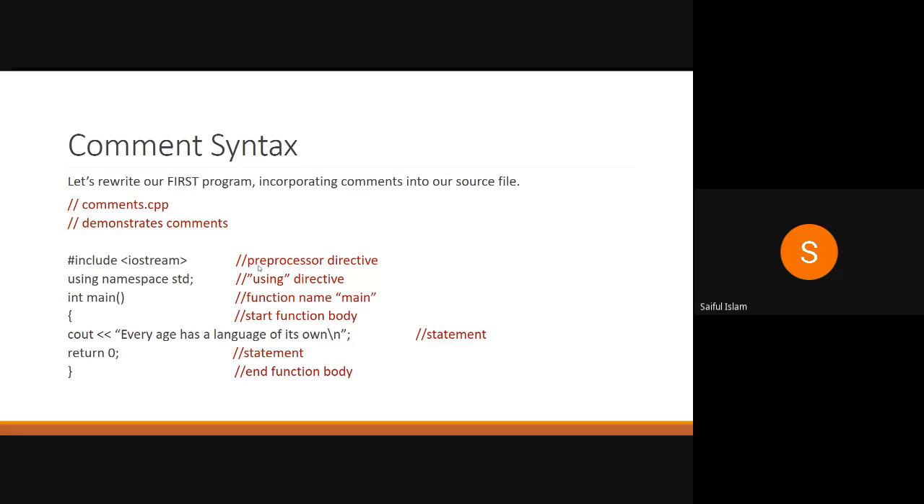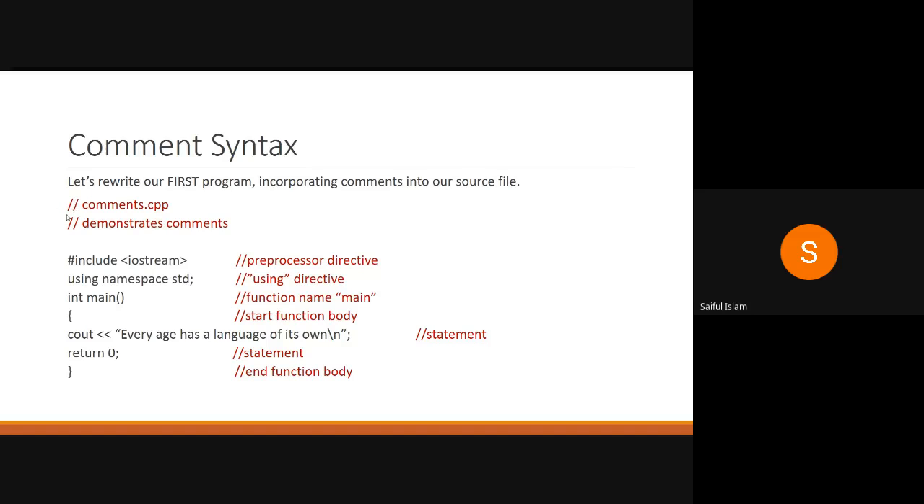The first statement is a preprocessor directive. The second line is the using directive. The third line is the main function. This is the start of the function body. This is a program statement, this is another program statement, and this is the end of the function body. This may be good for a beginner to understand the meaning of this program: what a function is, what a function body, statement, directives and preprocessor are, and how they are used. That can be helpful for someone reading it for the first time. So this is one style of writing comments.